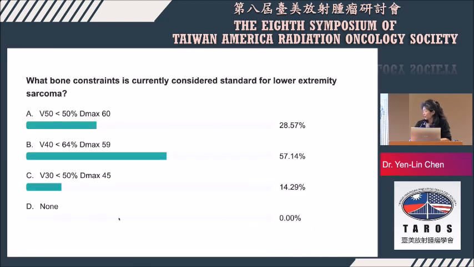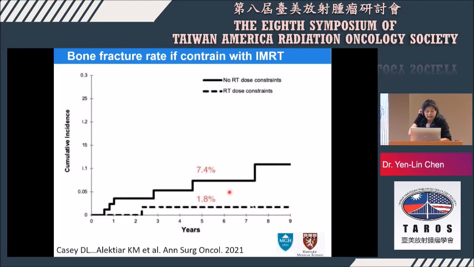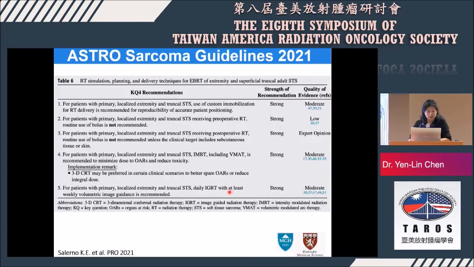Right, so let's see. Yeah, most of you got it right. So we do have evidence for this, from Cancer 2010, actually pretty long ago now, where to minimize the risk of fracture, keep the V40 to less than 64%, mean dose of less than 37, and Dmax 50. And then more recently at Memorial Sloan Kettering, if you apply those constraints using IMRT to force the dose out of the femur, the patients have only 1.8% fracture risk compared to 7.4%. So it does pay off.